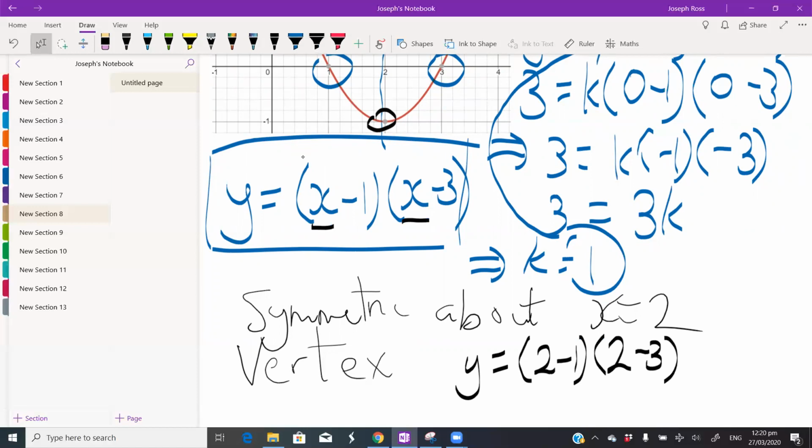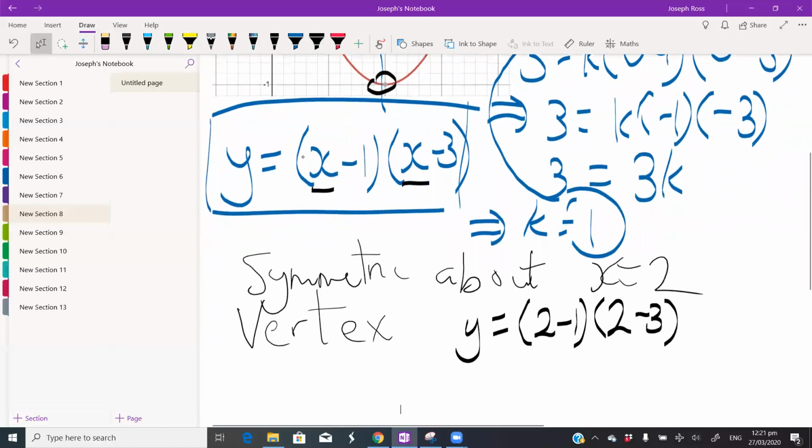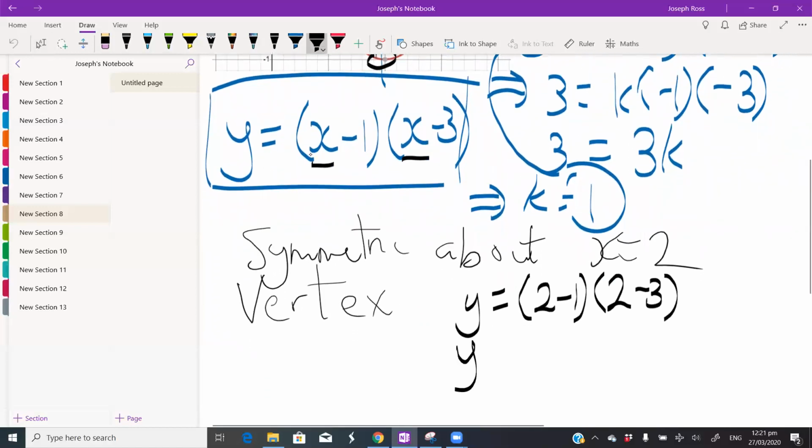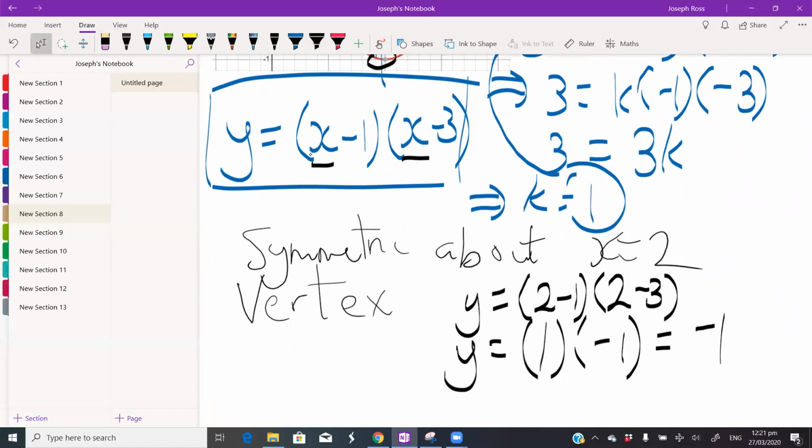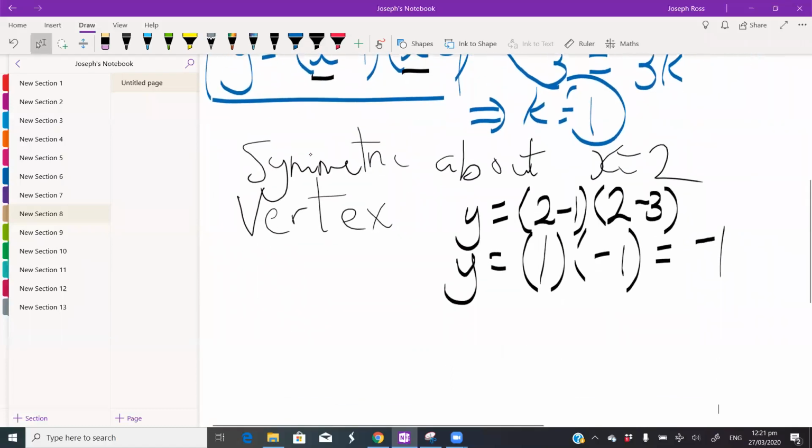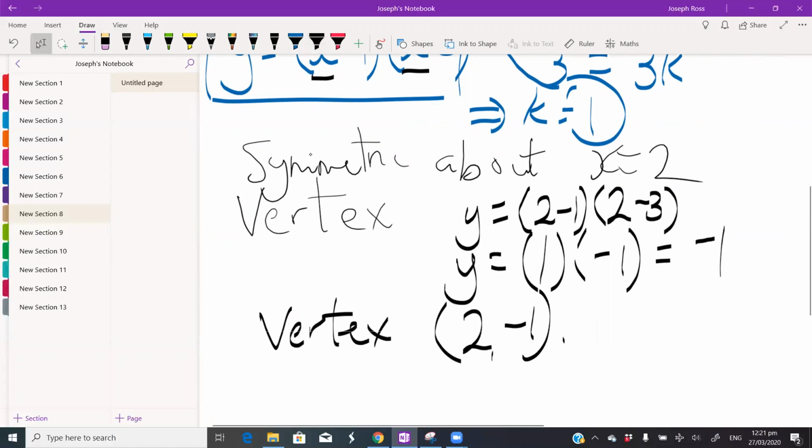And if we calculate what we're going to end up with there, so we've got y equals 2 minus 1 is 1, and 2 minus 3 is negative 1. So we get negative 1, and we've got the coordinates of the vertex. So for the vertex, x is 2, y is negative 1.